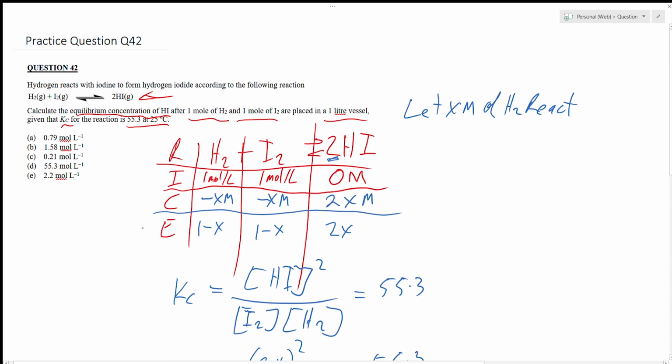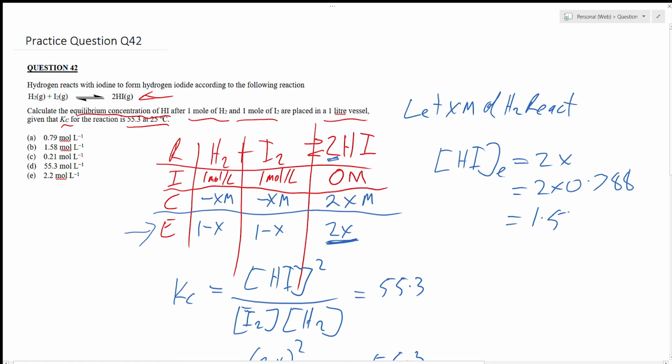But if we look at our equilibrium concentrations, we can see that the concentration we want is 2x, not x. So we want to work out the concentration of hydrogen iodide at equilibrium. We know that's 2x, so it's 2 times 0.788, which is equal to 1.576 molar, or in our answer 1.58 molar, which is actually answer 2, not answer 1. Be very careful of that when you're answering these questions.